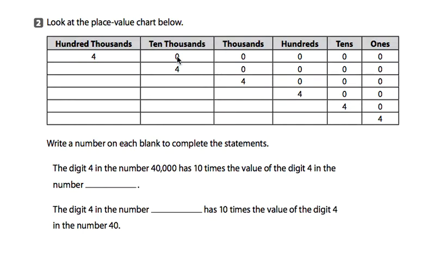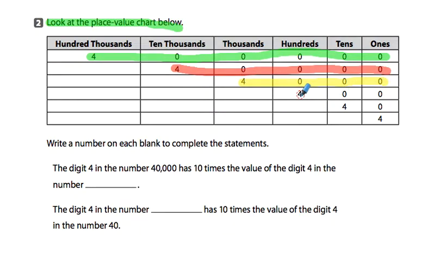What your instructions say is look at the place value chart. Okay, so let's look at it. It says hundred thousands. There's a 4 in the hundred thousands place. So this is 400,000. That's what this number right here is. Okay. There's a 4 in the 10,000s place. Well, when you have a 4 in the 10,000s place, that 4 has a value of 40,000. It's got a 4 in the thousands place. When you have a 4 in the thousands place, it has a value of 4,000.